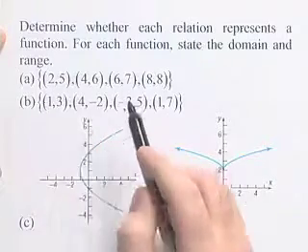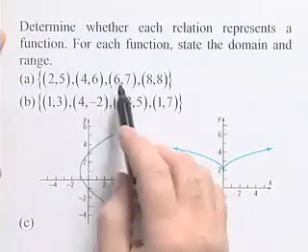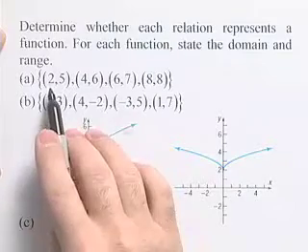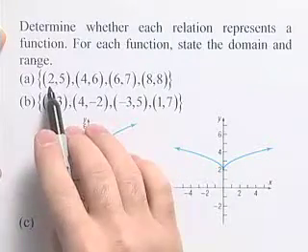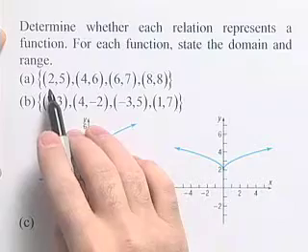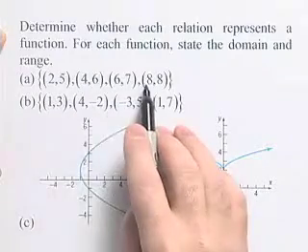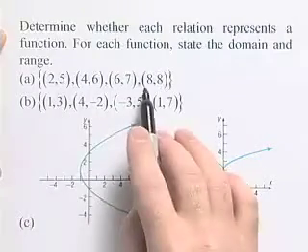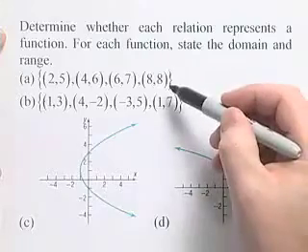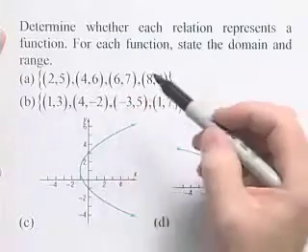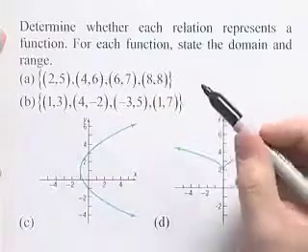Here we're given a set of ordered pairs. To determine whether this is a function, we first look at the x-coordinate of the ordered pairs to see if we have any repeated values. So we have 2, 4, 6, and 8. Since we don't repeat any of the x values, this is going to represent a function because we can't get two y values for the same x since we don't repeat any of the x's.